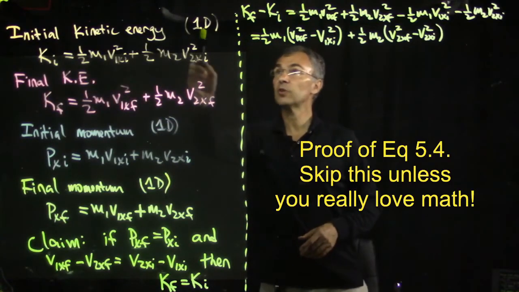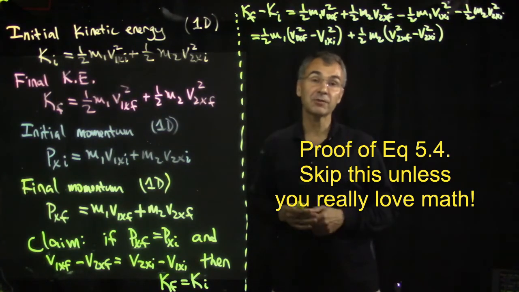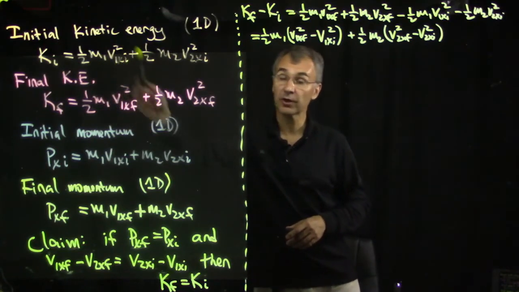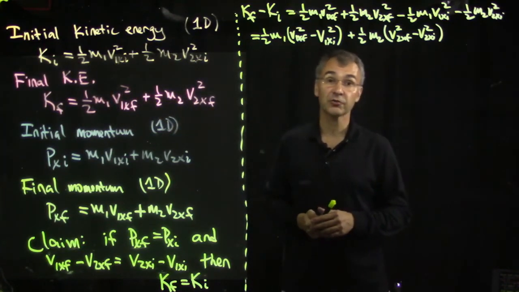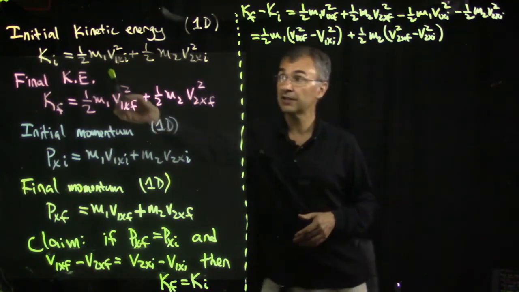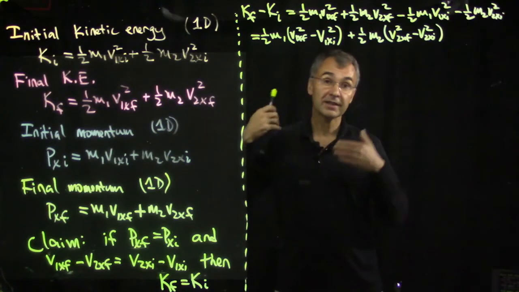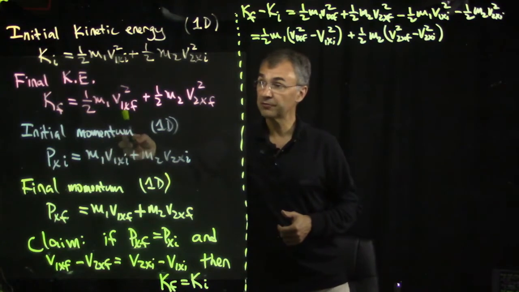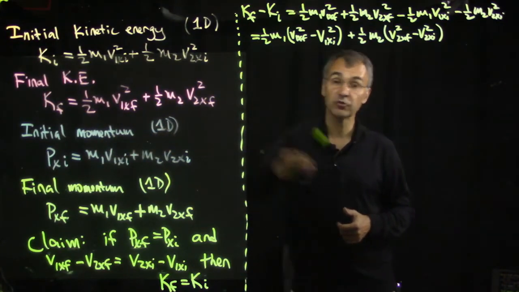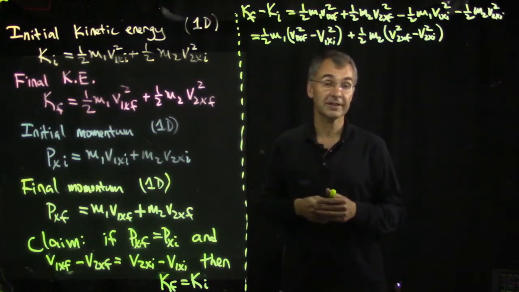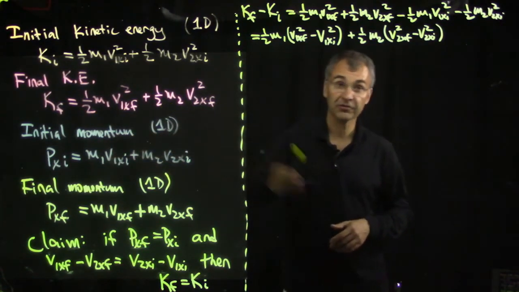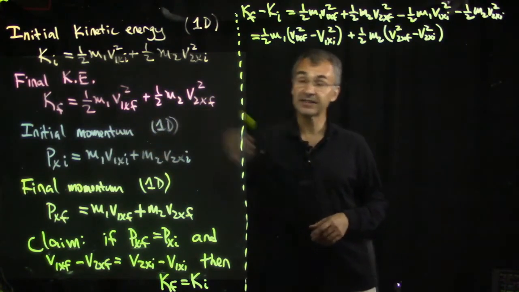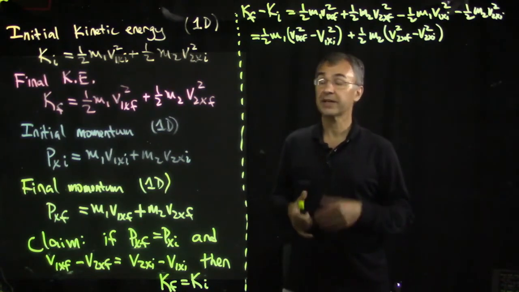Okay, we can write in one dimension the initial kinetic energy, the kinetic energy before the two objects collide, as 1/2 m1 v1x initial squared plus 1/2 m2 v2x initial squared. That's just 1/2 mv squared for object 1 plus object 2 in the initial state. And then the final kinetic energy is 1/2 m1 v1x final squared plus 1/2 m2 v2x final squared, the kinetic energy of the first object plus the second object in the final state after the collision. And we can add energies together.